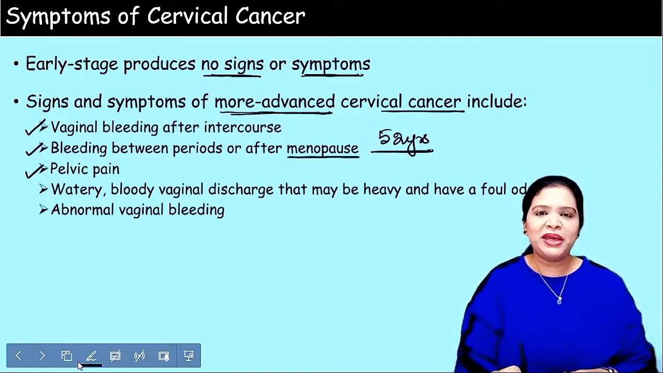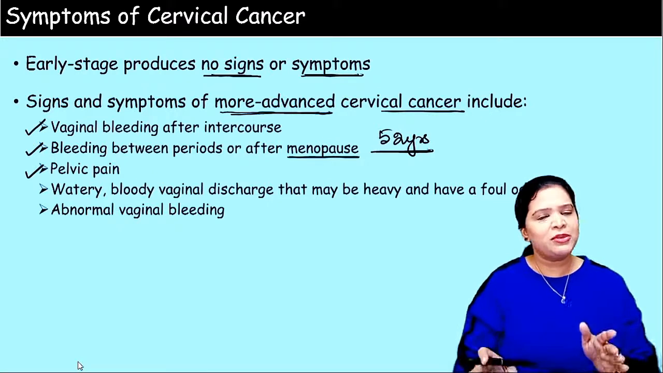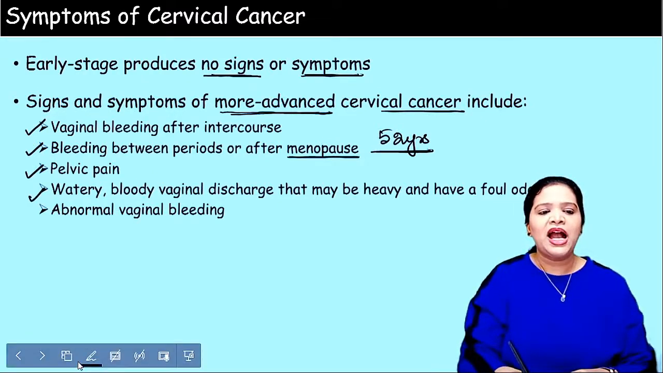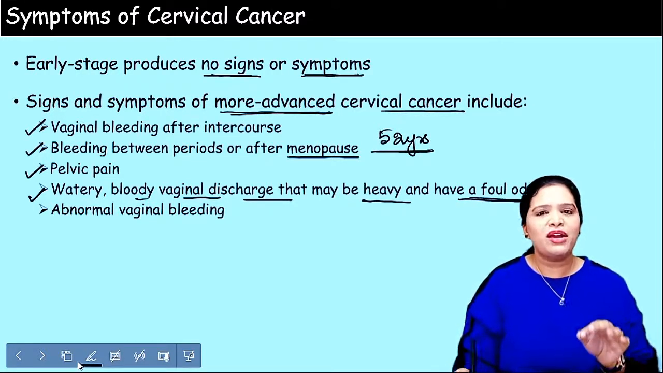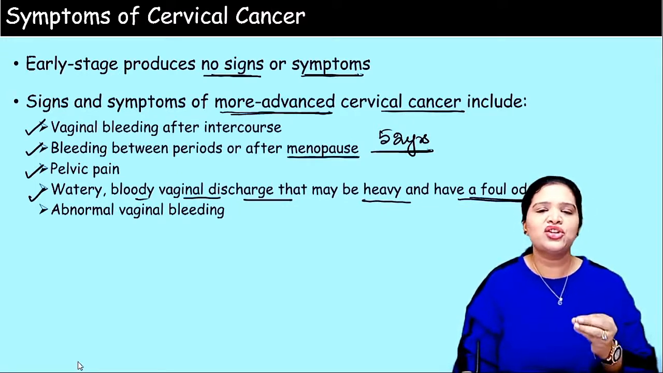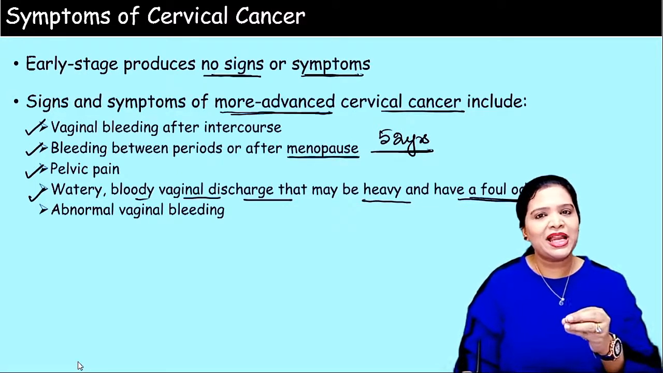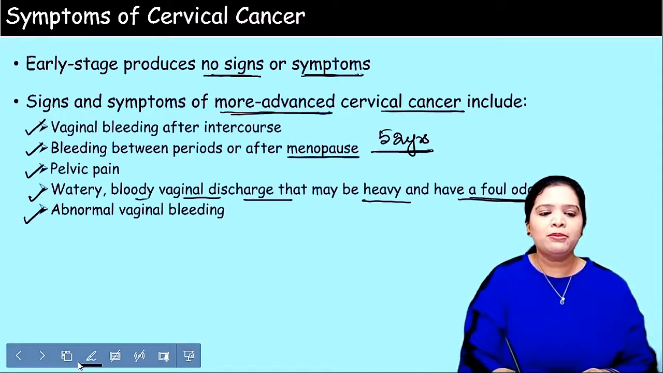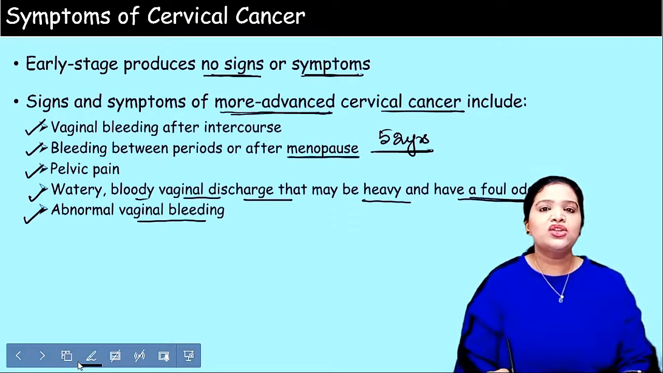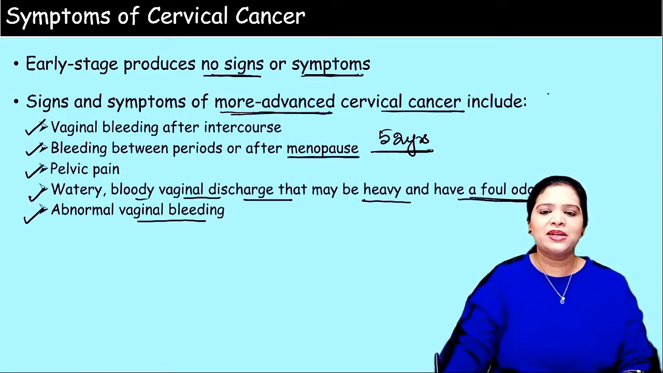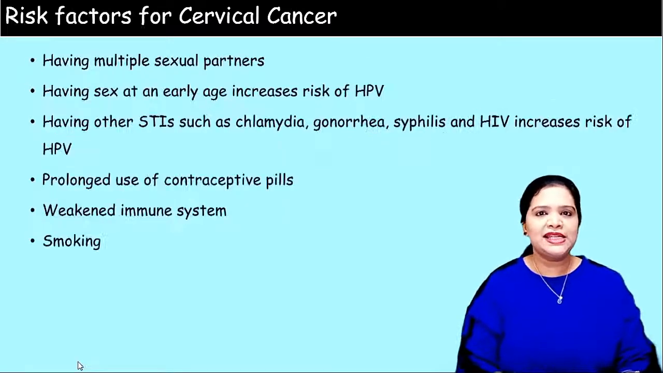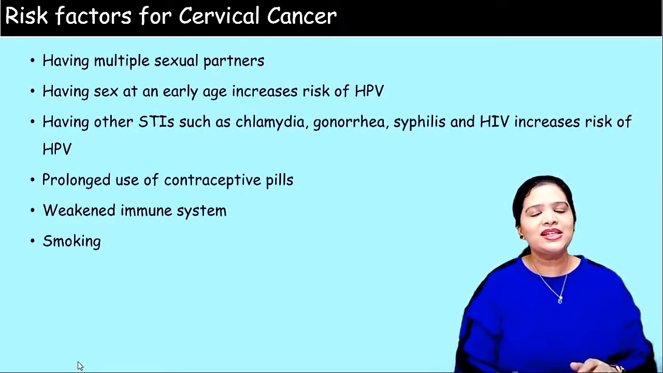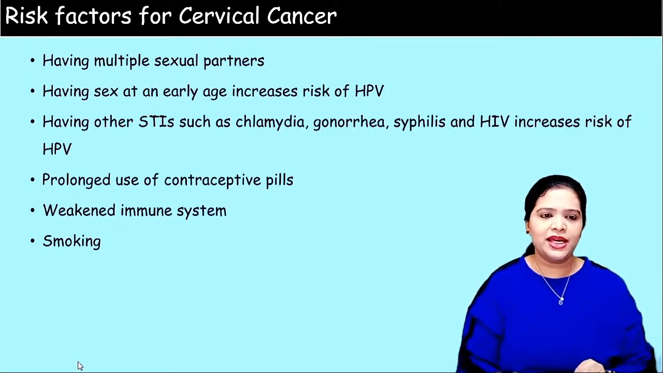Then pelvic pain will be there, so lower abdominal pain will be present all the time. And watery, bloody vaginal discharge will be there, which will be heavy and has a foul odor. So a very bad, foul smelling discharge with blood will come from the vagina. And there will be abnormal vaginal bleeding. So these are the symptoms of cervical cancer, but these symptoms will be shown in the advanced stage itself, not in the early stages.